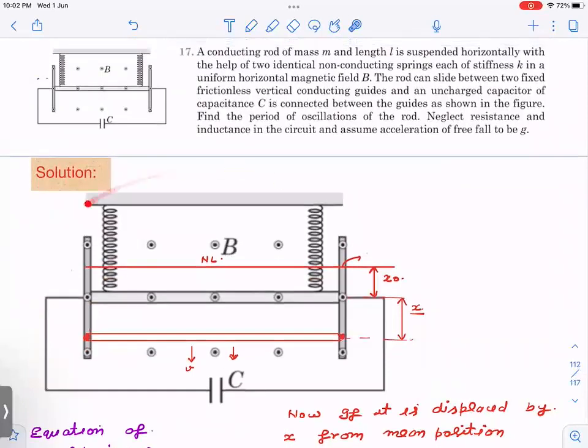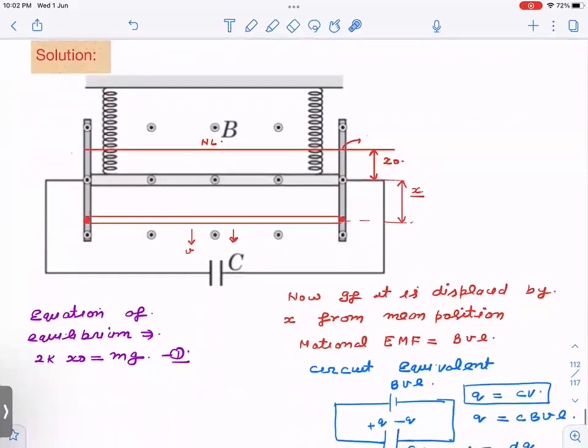So this is a bigger diagram. Now in this diagram, first I have taken that this is the natural length. So when this rod is not moving, then there will not be any magnetic force and the system will be in equilibrium. So if this was the natural length and this was the initial equilibrium position, then the spring force will be balancing the gravity. So that equation I have written: 2kx0, because there are two springs and the elongation in the spring is x0, 2kx0 is equal to mg. So that's the equation number one when the system is at rest.